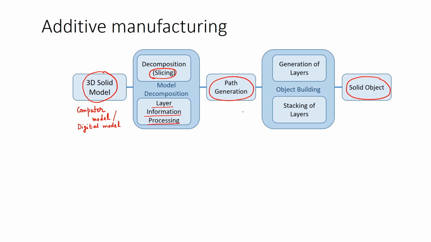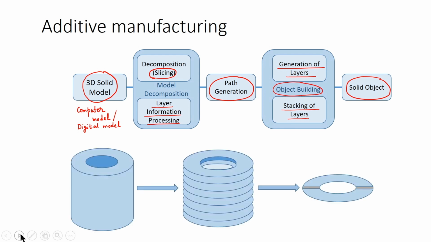The generated path information will be given to the additive manufacturing equipment and the layers are generated, and by stacking the layers above each other we are developing the object. So, schematically we can see the 3D object is sliced into a number of 2D layers. The information about the layers will be utilized to generate the path. The information about the path will be given to the generative manufacturing equipment.